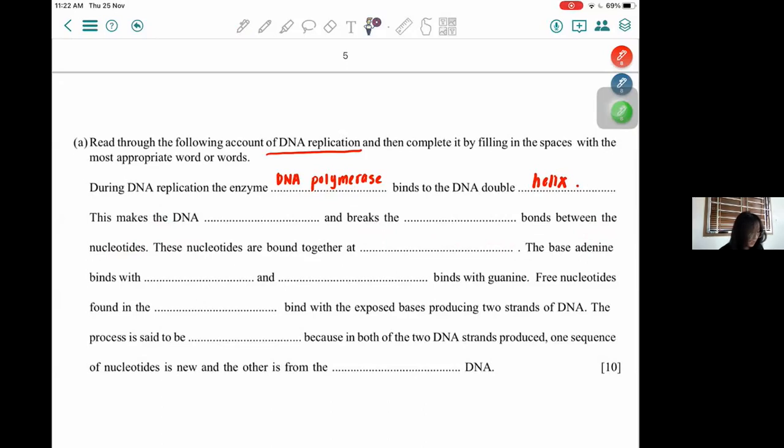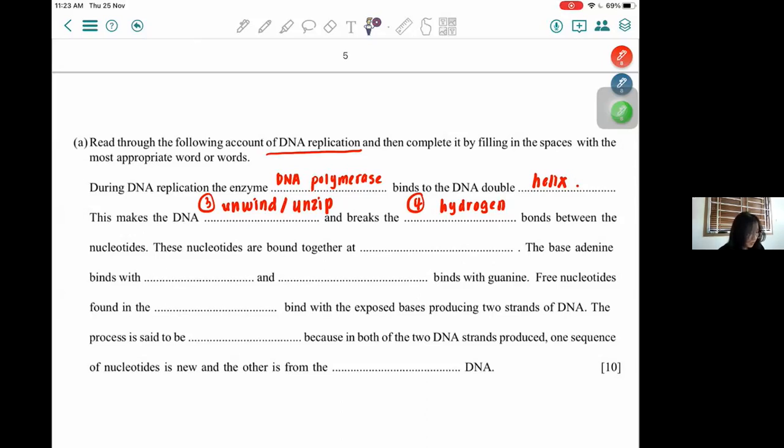So anyone want to try the third and the fourth? Yes, the answer is: this makes DNA unwind, or you can say unzip, and breaks the hydrogen bond between the nucleotides. I would like to mention here, as a quick recap, that hydrogen bonds are formed between the nucleotides because a hydrogen bond is a weak bond and it can be easily broken to expose the bases of both polynucleotide chains for DNA replication or transcription.